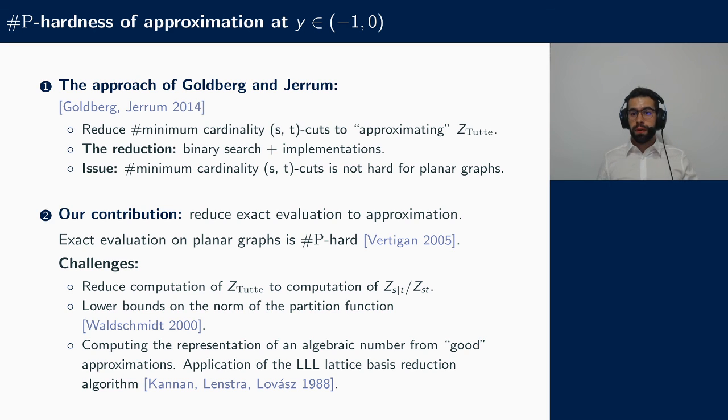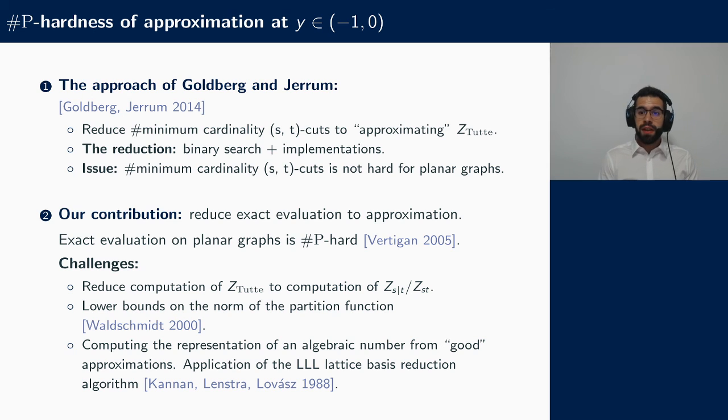Now, because we want our hardness result to hold for planar graphs too, we have to do a bit more work. Our contribution here is reducing exact evaluation to approximate evaluation of the Tutte polynomial, which I find quite interesting. And the thing is, exact evaluation on planar graphs is known to be number P-hard.